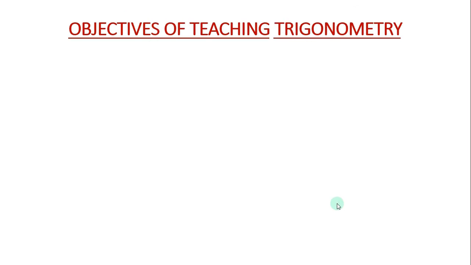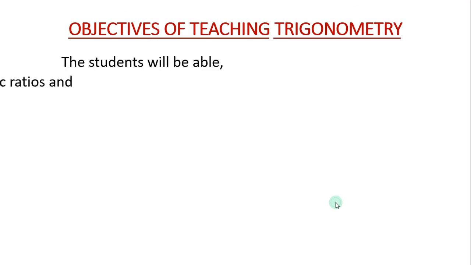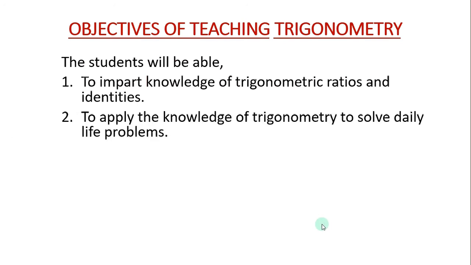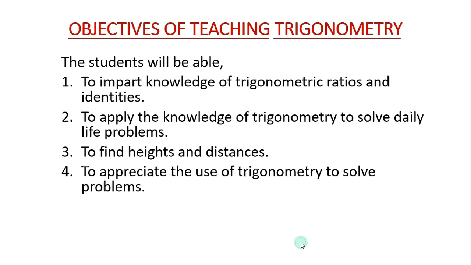Next we will see the objectives of teaching trigonometry. The first, the student will be able to gain knowledge of trigonometric ratios and identities. In trigonometry, the students will learn the trigonometric ratios, all the six ratios, sin theta, cos theta, sec theta, like that. They will come to know all that. To apply the knowledge of trigonometry to solve daily life problems. Third, to find heights and distances, which are complicated abstract sums. To appreciate the use of trigonometry to solve problems.